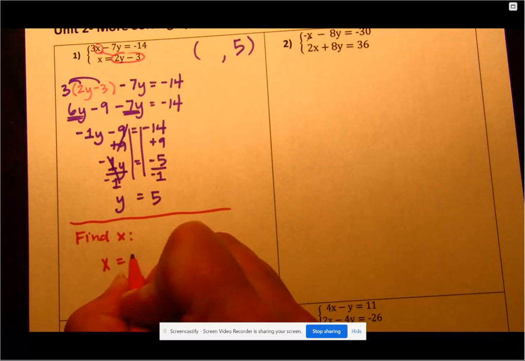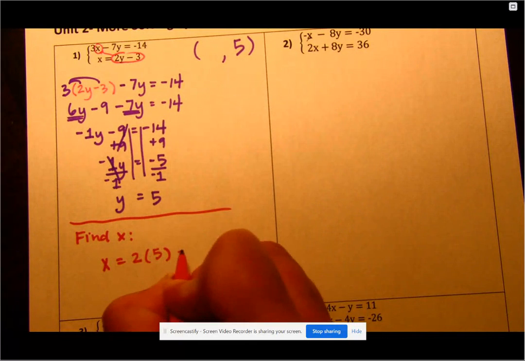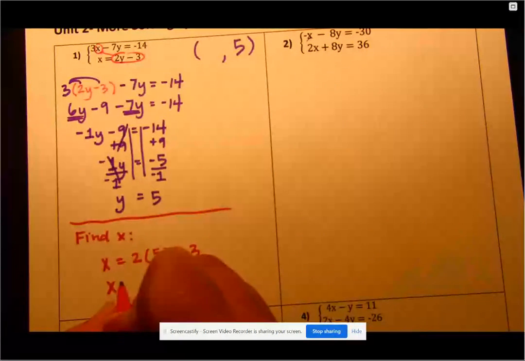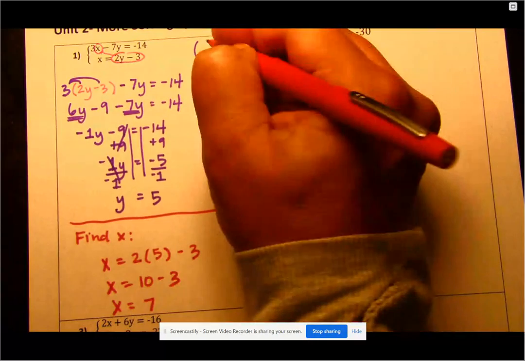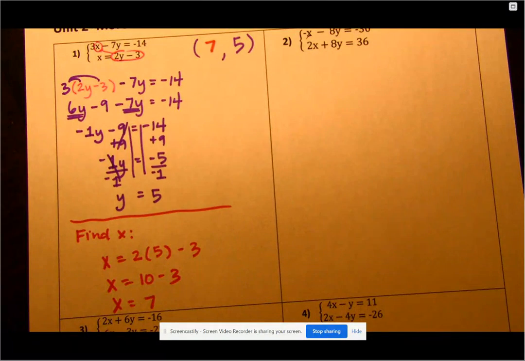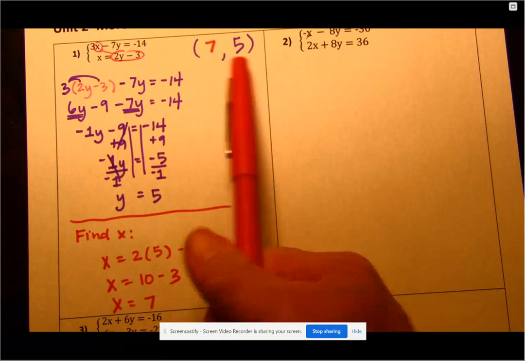X equals 2 times y, which we got as 5, minus 3. X equals 10 minus 3. X equals 7. Okay, so to verify, I could plug them both back into both equations, make sure it works out. I could also type these into Desmos, make sure the intersection is at 7, 5.